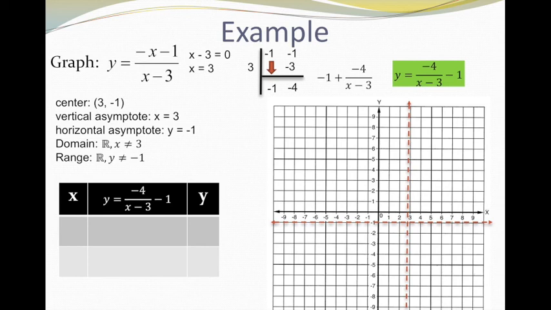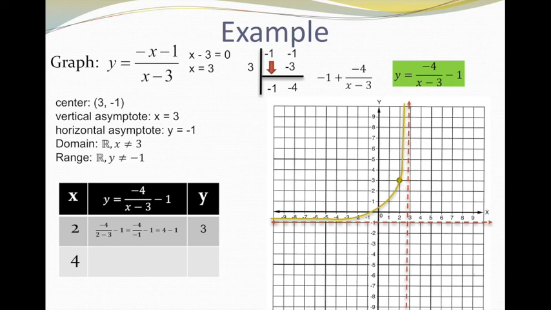So now I'm going to create an XY table to find my values. I want to pick two numbers that are on either side of my vertical asymptote, so 2 and 4. So when I substitute 2 into my equation, negative 4 over 2 minus 3 minus 1 equals negative 4 over negative 1 minus 1. So 4 minus 1, which is 3. So my point is going to be at 2, 3. So now I can draw my branches. Remember that your branches are going to infinitely approach your asymptotes but never cross.